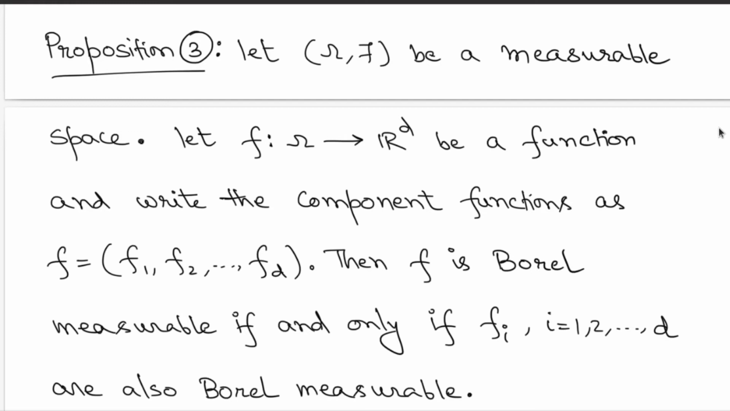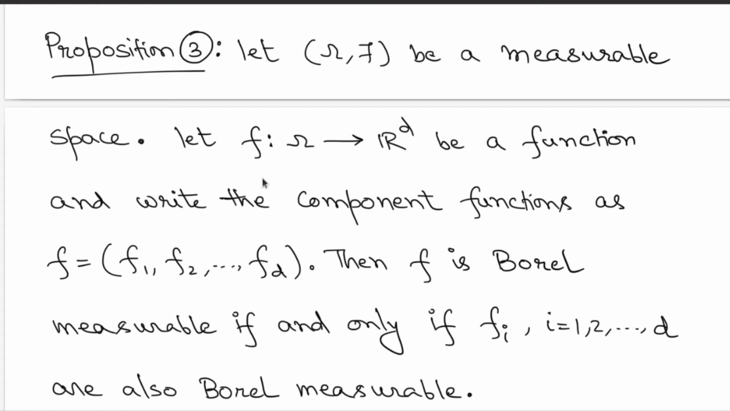So what is the statement? I am starting off with one measurable space omega, script F, and look at some arbitrary function f defined on omega, taking values in some Euclidean space R^d. Now you can write the component functions as f1, f2, up to fd. These are all the functions which take component-wise values.